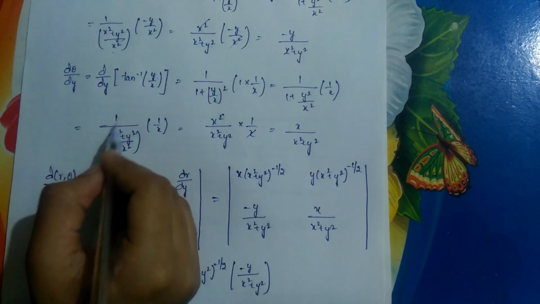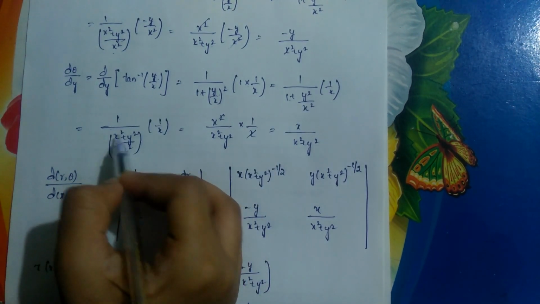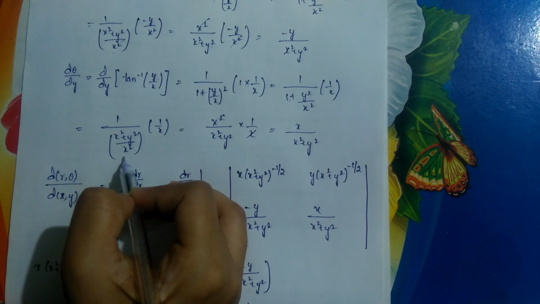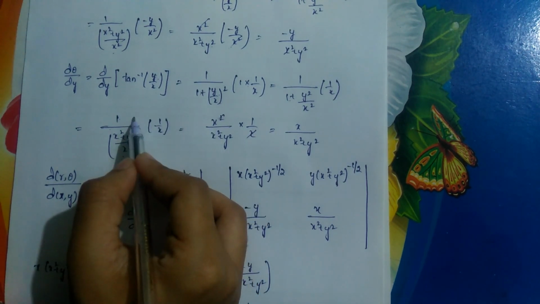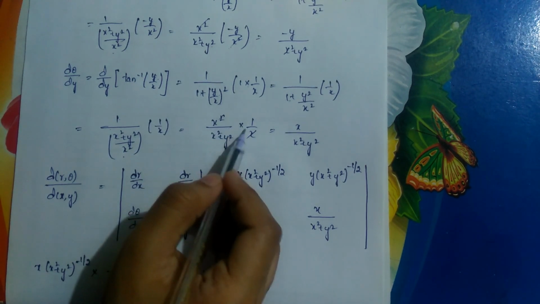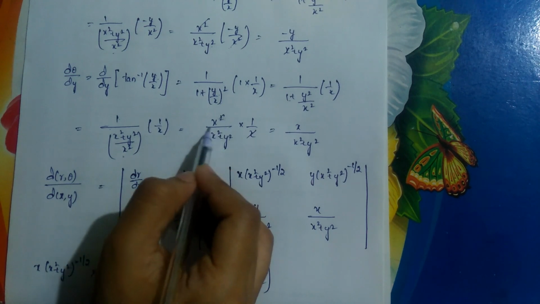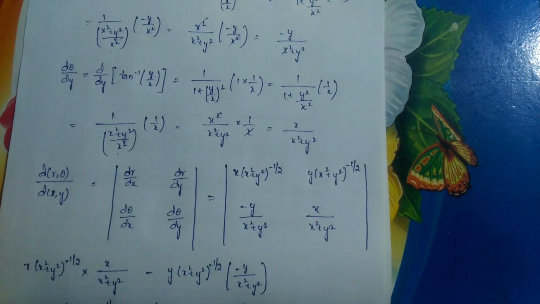Then that equals 1 by x² into (x² plus y²) divided by x², into 1/x. Then x² goes into the numerator, it becomes x² by (x² plus y²) into 1/x, and one x gets cancelled, we get x by (x² plus y²).